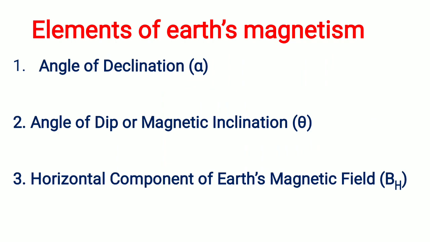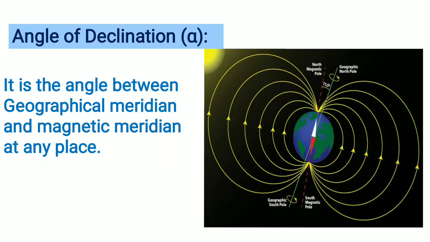There are three elements of earth magnetism. The first one is the angle of declination, represented by alpha. The second one is the angle of dip, also called the angle of inclination, represented by theta. And the horizontal component of the earth's magnetic field, that is BH. So we can look in detail at the angle of declination.